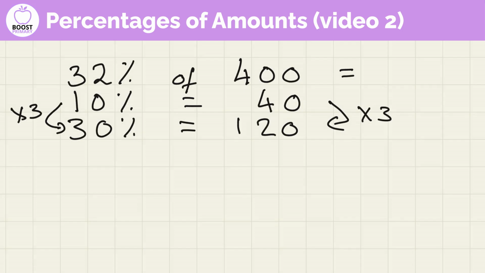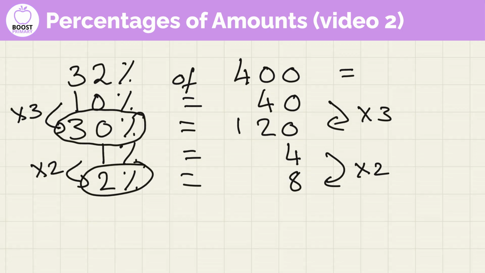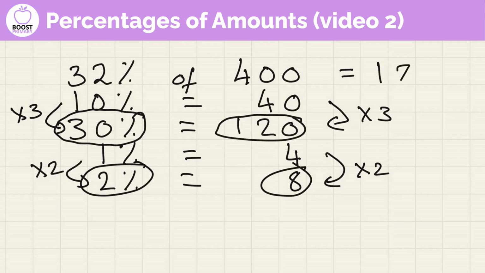We now need to find 2% of 400. We're going to find 1% first. 1% of 400 is 4. And we're going to use that to scale up to 2%. 1% times by 2 is 2%. 4 times 2 is 8. If we put 30% together with 2%, we get 32%. 120 add 8 is 128. So 32% of 400 is 128.